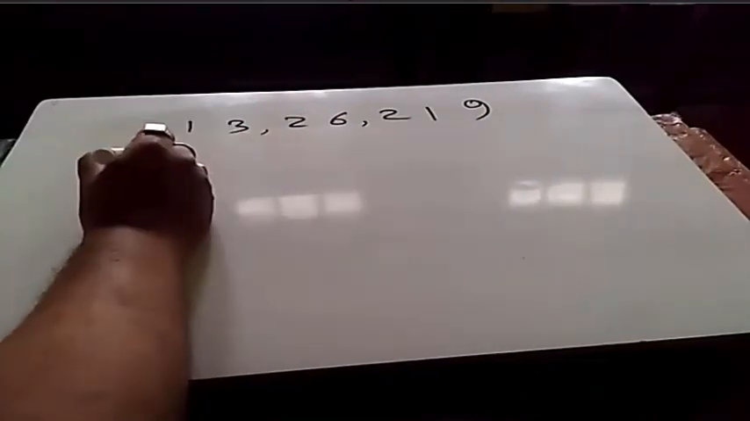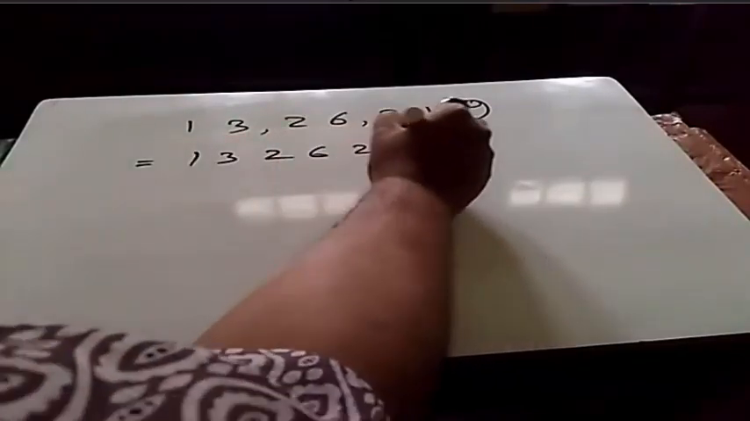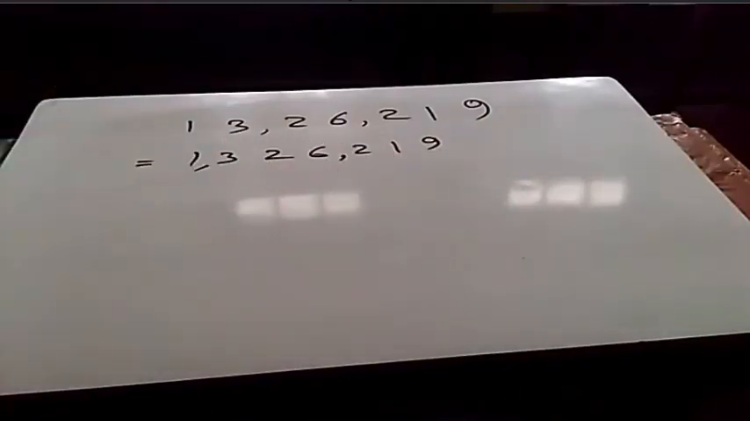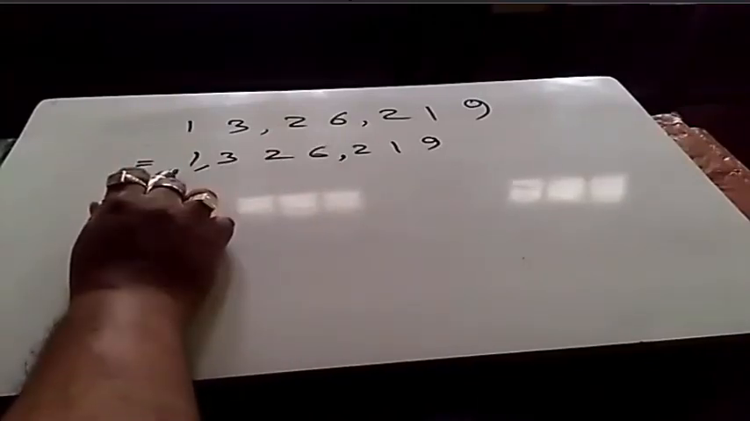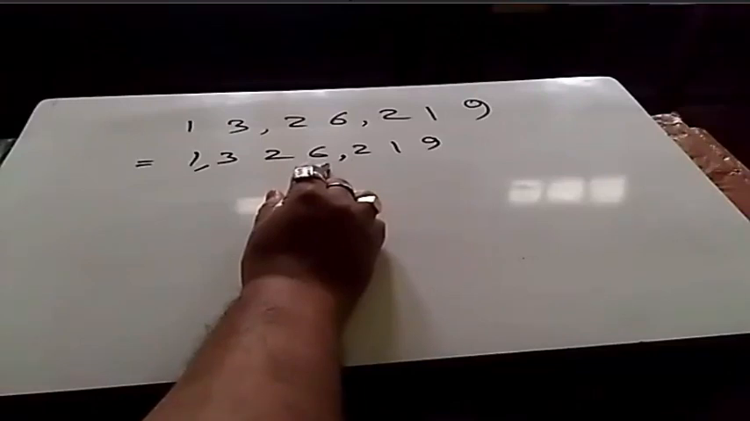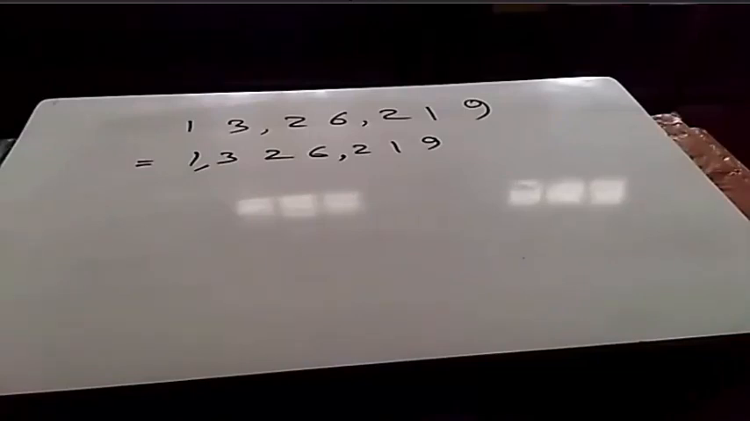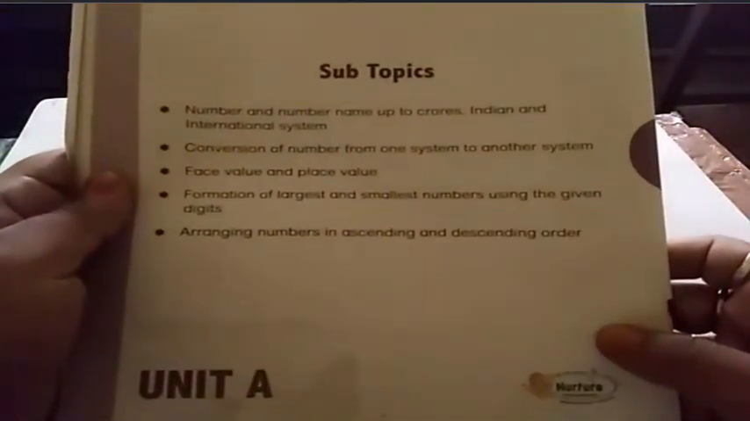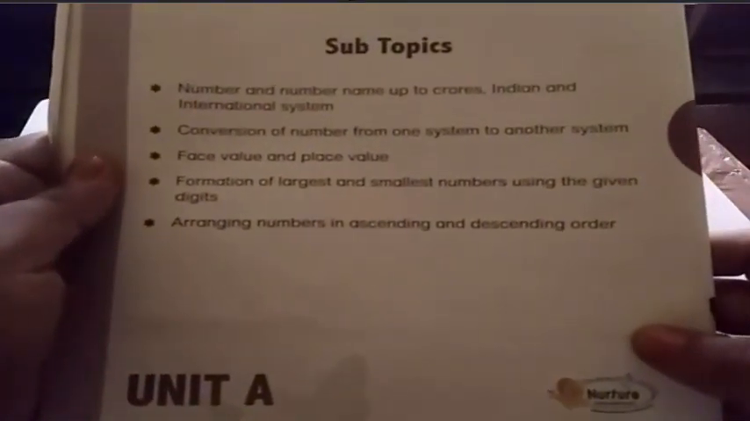Now, first of all, we will write the number without the commas and then put the commas according to the international system. That means 123, 123. Now this number will be read as 1,326,219. So that basically clears the second subpoint of our discussion of our first unit, conversion of number from one system to another system.